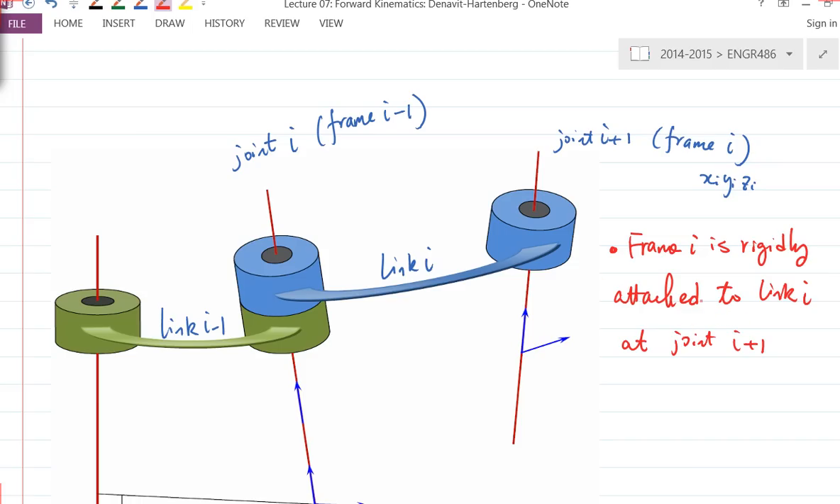all of the information like this. So frame i, where's frame i? It's here. It's rigidly attached to this link i. So what does that mean? Basically, whenever link i moves, the frame that we assign here will move together with this link i. So now the question is, can you imagine what will cause link i to move?